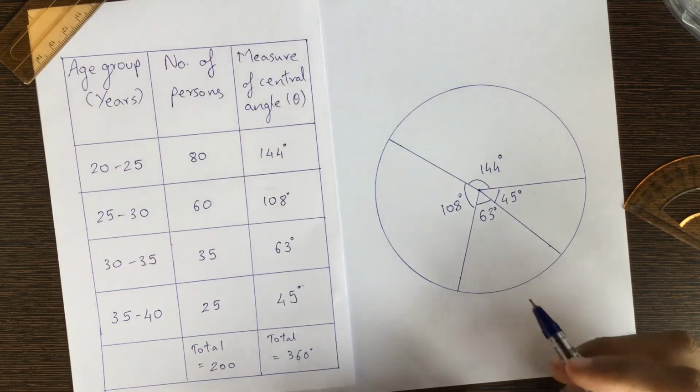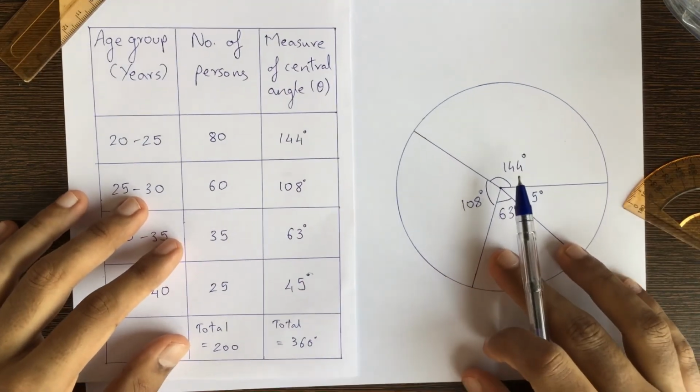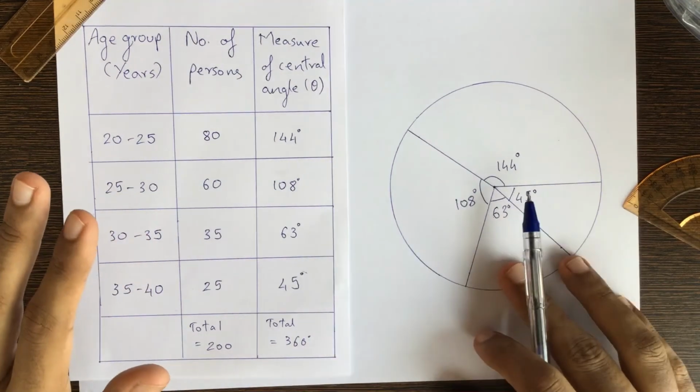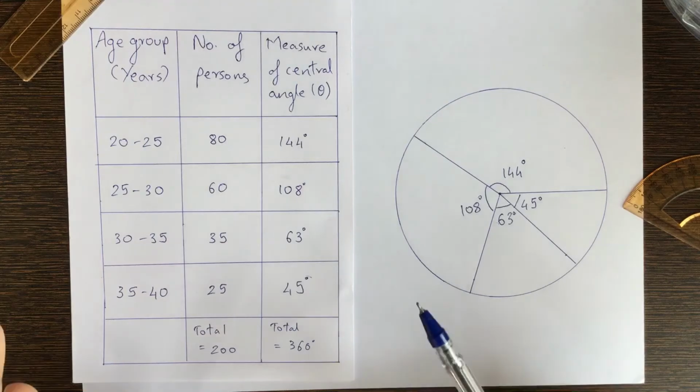Okay, so now I am done drawing all these angles. Okay, I'm done drawing all these angles. So I'm done with my fourth step. My fourth step was what? Sorry, I'm done solving my fifth step. Fifth step was what?